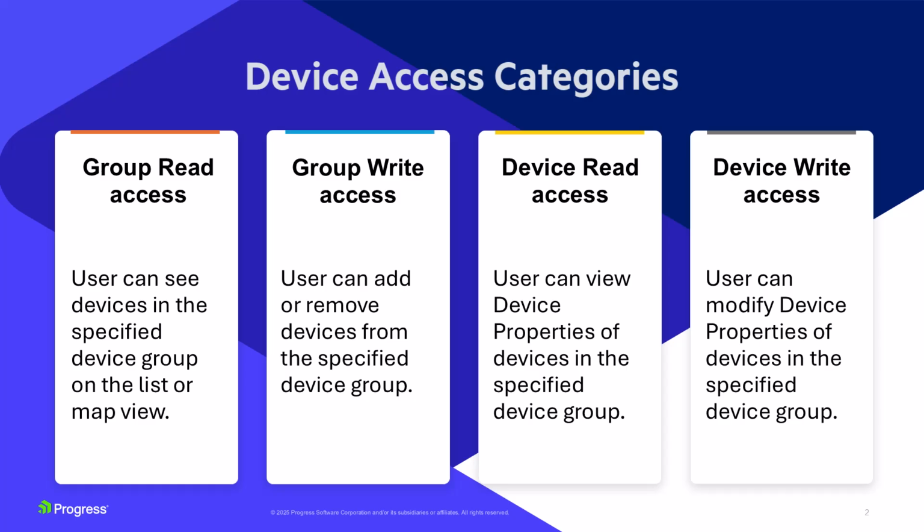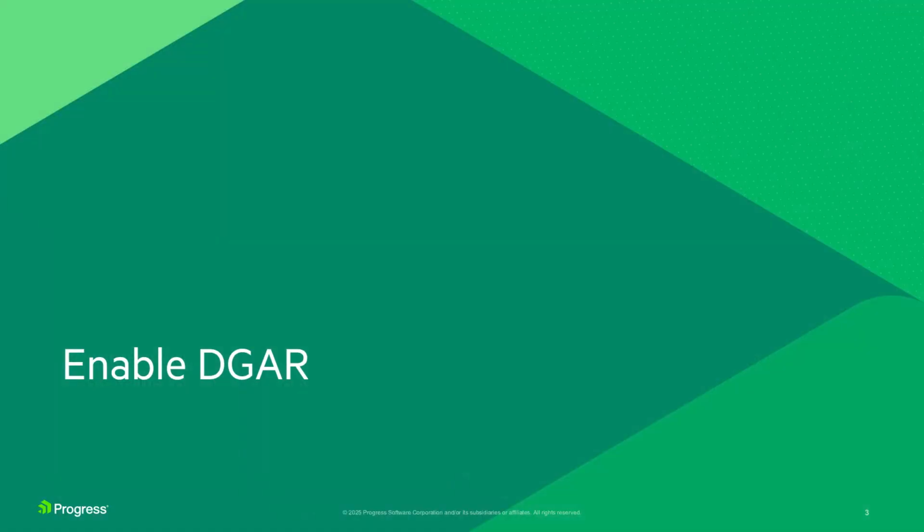Device access categories are specified per user or user group at either the device or the device group level. We'll explore the 4 device access categories throughout this video. DGAR is disabled by default.